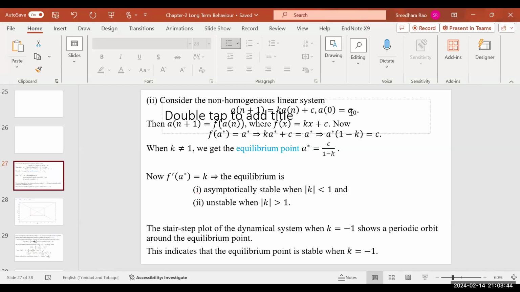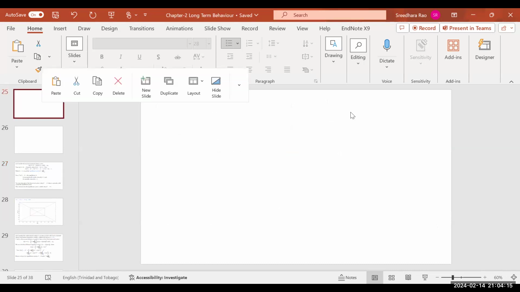Right. So, what we discussed in the previous class, I think we left this problem incomplete. To explain this one with the help of the stair steps diagram or cobweb diagram, right? However, I just have to recall.